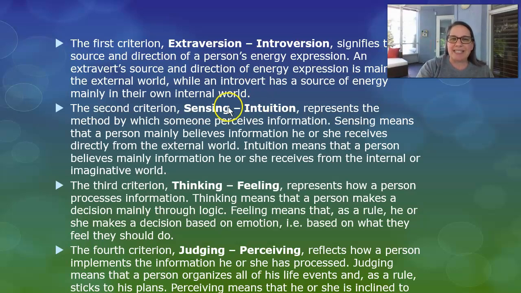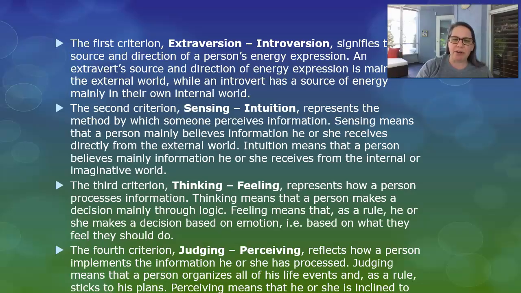The second criterion is sensing and intuition. It represents the method by which someone perceives information. Sensing means that a person believes information that he or she receives directly from the external world, like your senses. Intuition means that a person believes information that they receive from their internal world, their imaginative world. The third criterion is thinking or feeling. This represents how a person processes information. Thinking means that a person makes a decision mainly through logic, thinking things through step by step, where feeling means that they usually make decisions based on emotion.